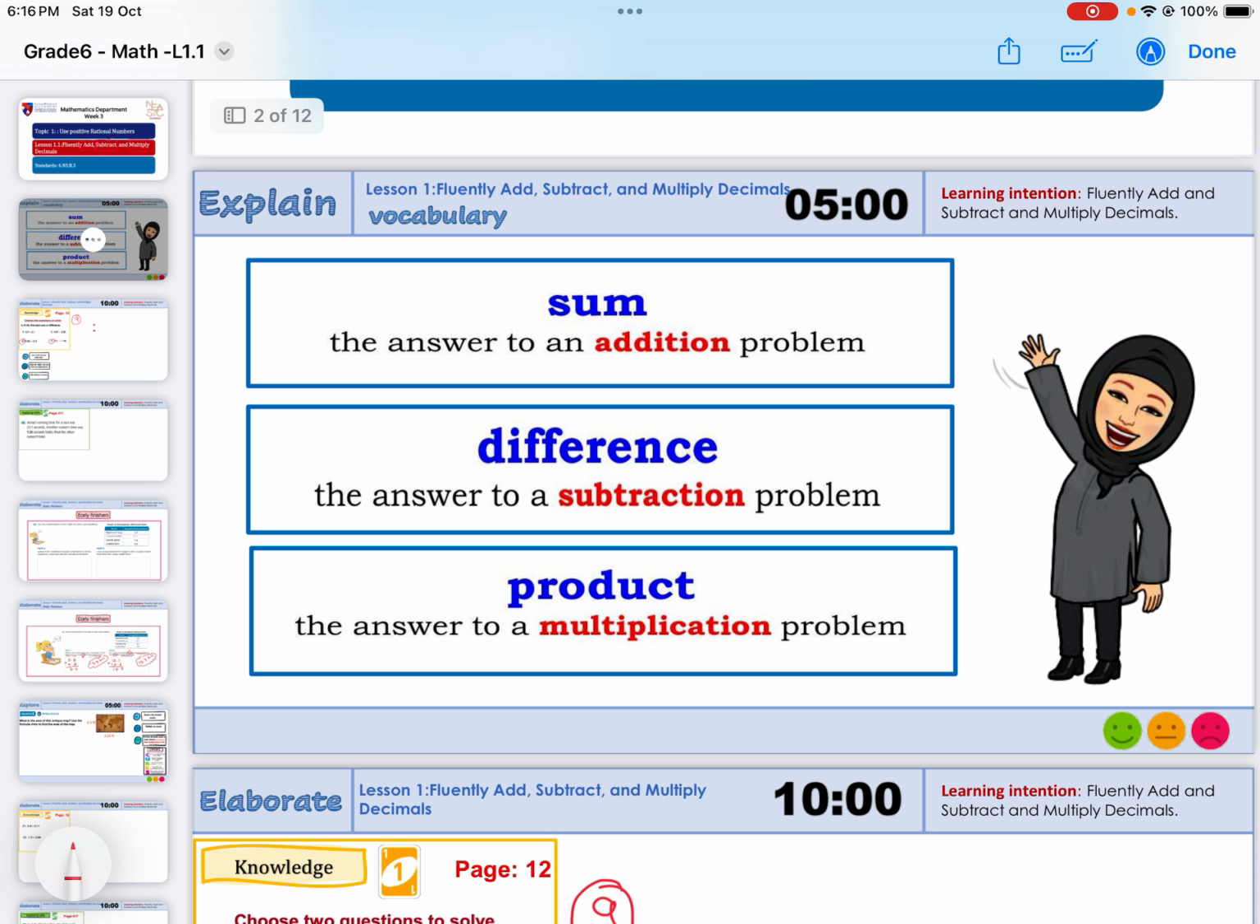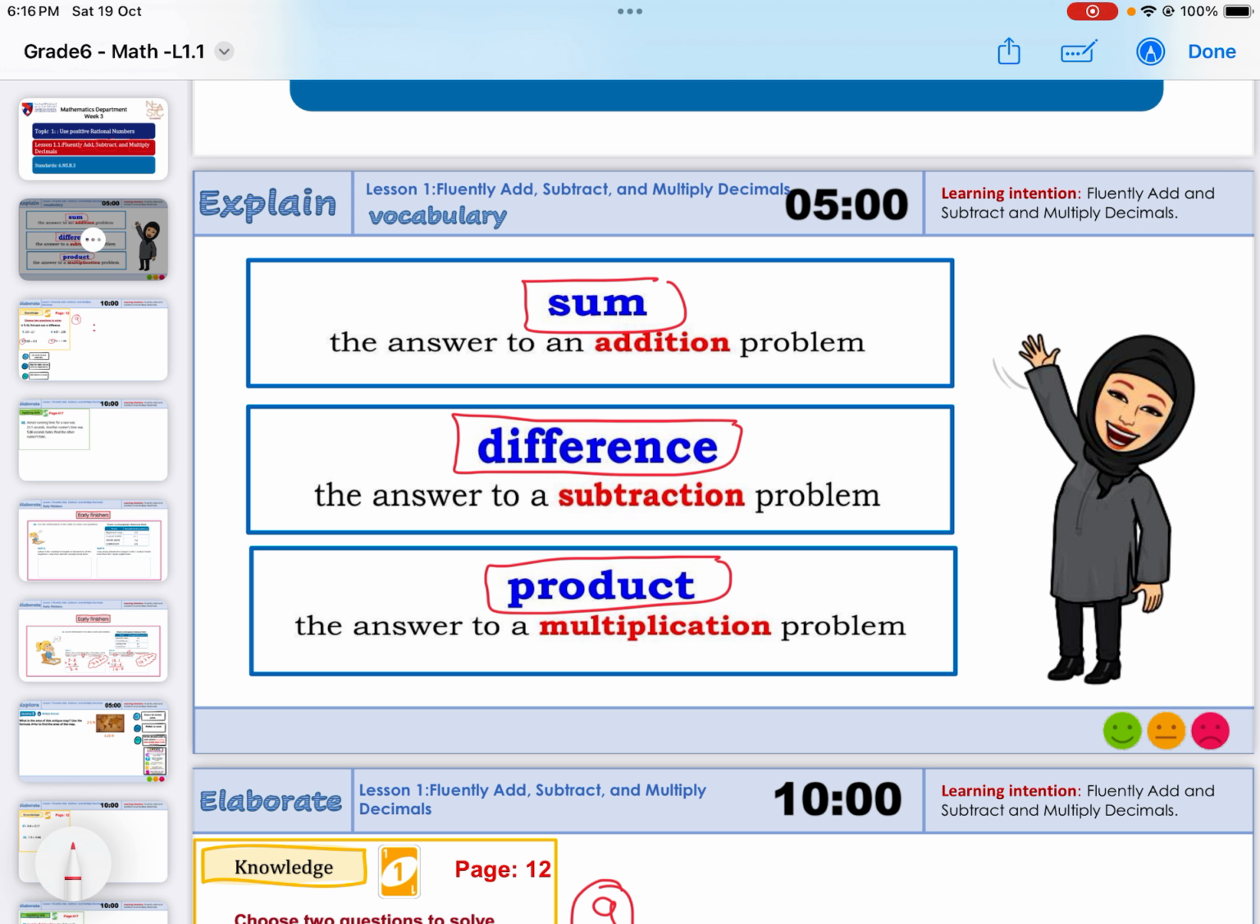So as a start, let's start with the keywords. We have the word sum. The word sum, we all know it's the answer to addition. Any addition problem, the answer to it, we call it a sum. Then the answer to a subtraction problem is called a difference. Okay, guys? And the answer to a multiplication problem, it's called a product.